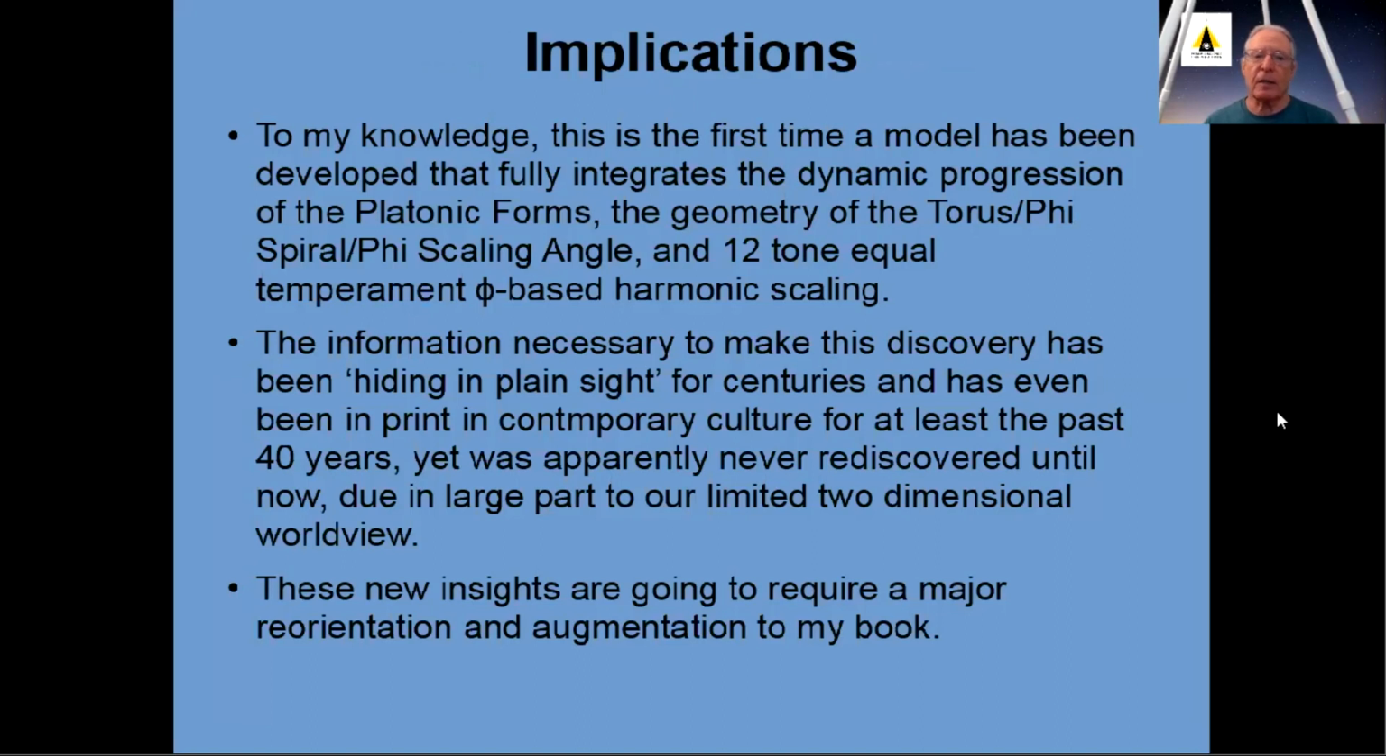It's elegant, and I've got to say, to my knowledge, it's the first time that there's actually been a model developed that fully integrates a dynamic progression of the Platonic forms, the geometry of the torus, Phi scaling angle, Phi spiral, and does it with a geometry that results in 12-tone equal temperament Phi-based harmonic scaling.